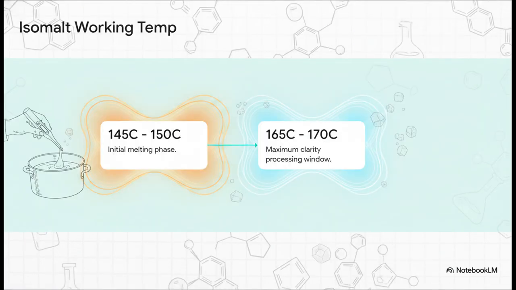But to successfully manipulate this polyol, a chef must operate with astounding, laboratory-like thermal precision. The initial phase transition, the melting, occurs strictly between 145 and 150 degrees Celsius. However, if you want to achieve that supreme optical-grade translucency required for high-end garnishes, the thermal load must be deliberately pushed to a maximum clarity processing window of exactly 165 to 170 degrees Celsius. Deviate from this precise working temperature, and the molecular structure literally collapses into a cloudy opacity.